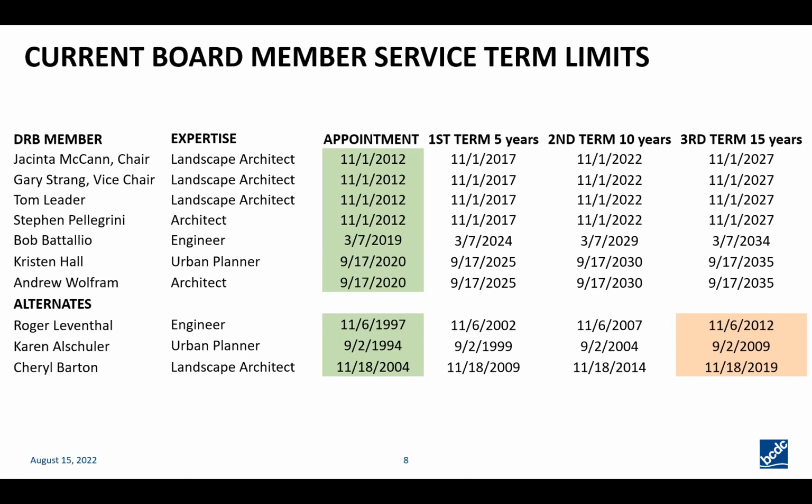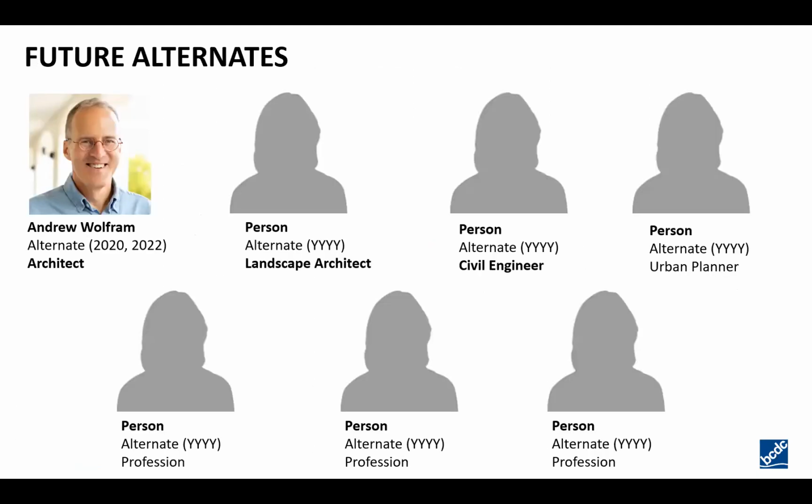So the 3 alternates who have served more than 15 years on the board will need to retire from service. The goal is to identify new alternates to replace them in their respective professional roles so that we can continue to have alternates available as needed. So please be thinking about your next steps as we go forward. We also have another impending change on the board, where board member Andrew Wolfram will step down after the September meeting and take on the role as an alternate.